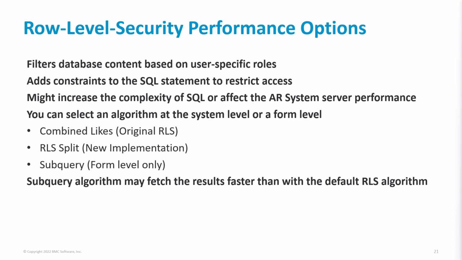Over the years, we've developed multiple methods of applying row-level security to queries. The original RLS method used combined likes, which adds a bunch of likes and OR statements to the where clause of the SQL. RLS split was added and was sometimes called the new implementation. It uses a database function to apply the row-level security.